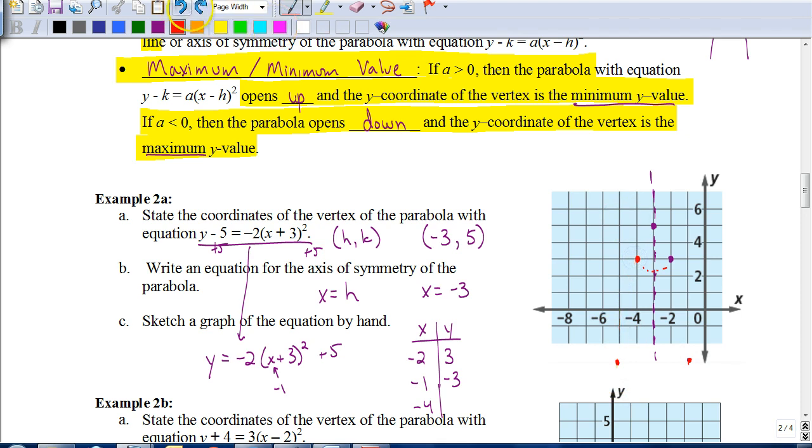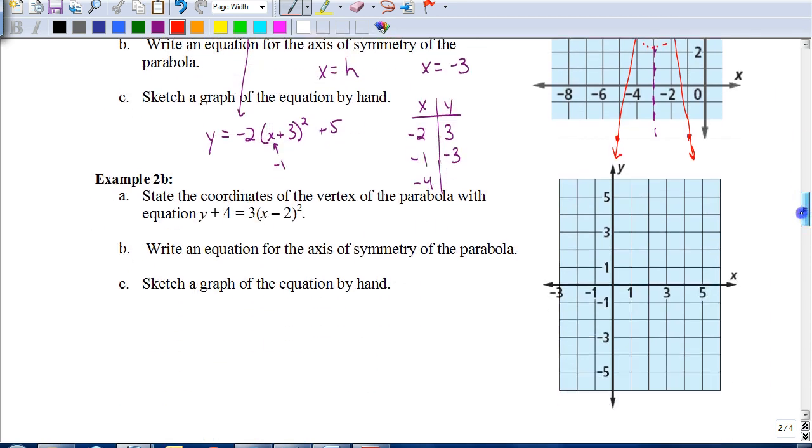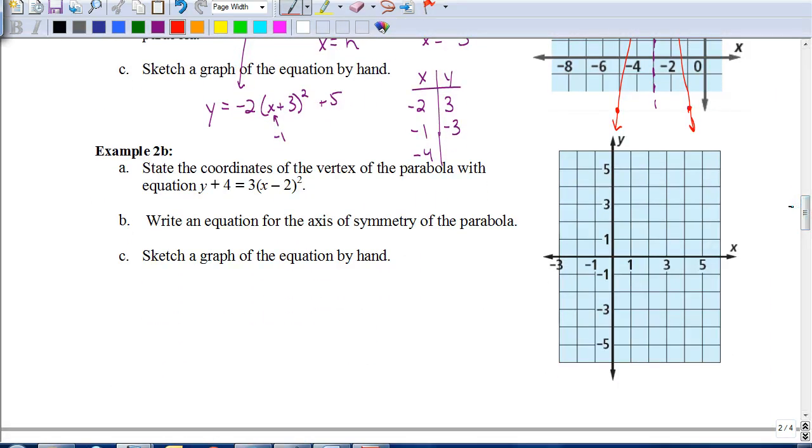And now we're going to draw our parabola. It would look something like that. So when you're graphing these, you always want to graph 5 points. So why don't you guys take a minute, and, well, let's start this one off together, and then we'll just go through it all together.